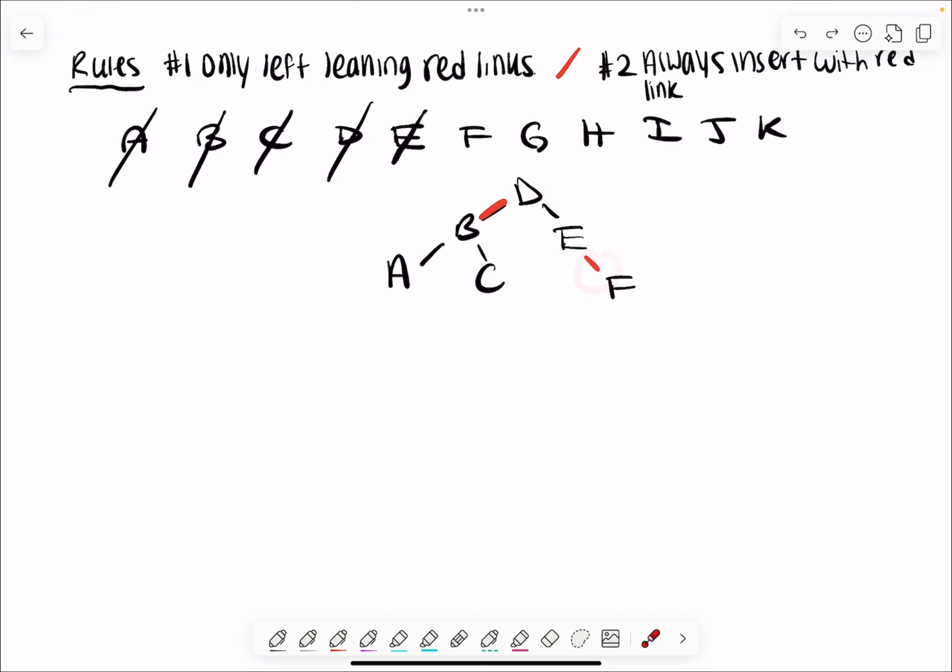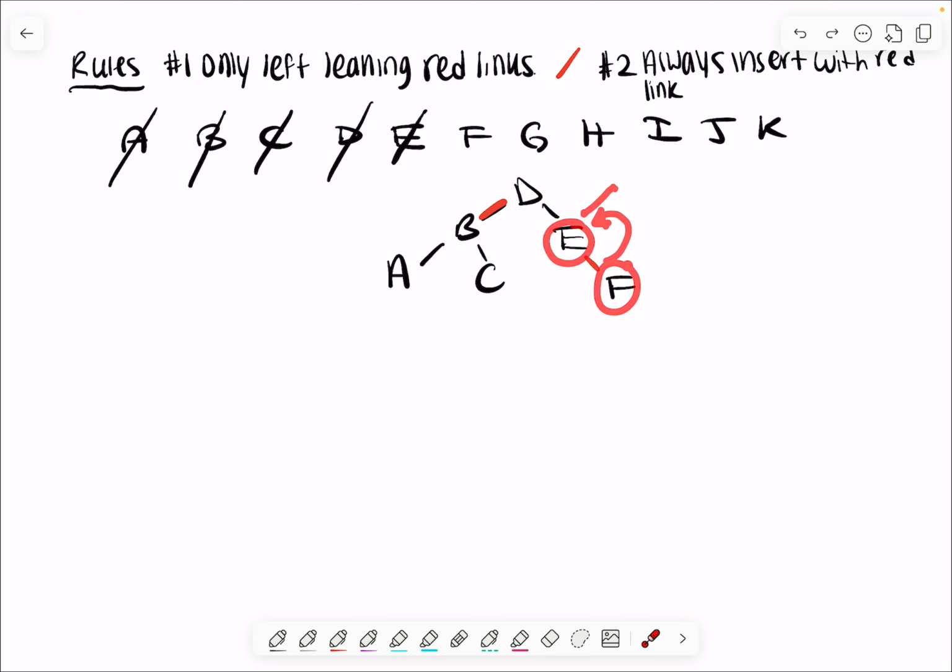This is a problem because we can't have right-leaning red links. We can't recolor because it's not a triangle, so we have to do one of the rotations. I would want to get this to look like this, so I'd have to rotate it to the left.